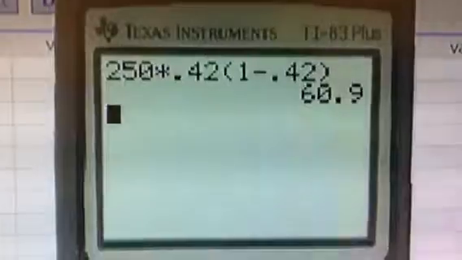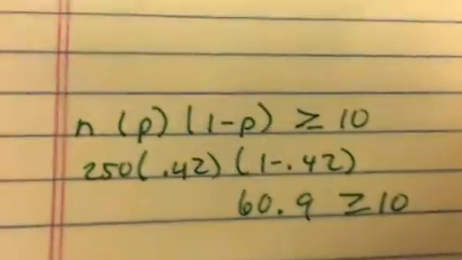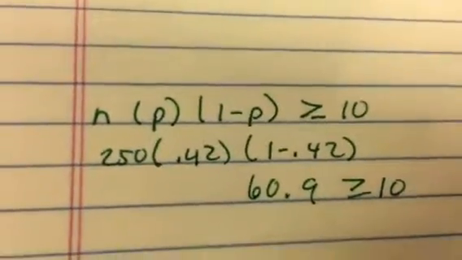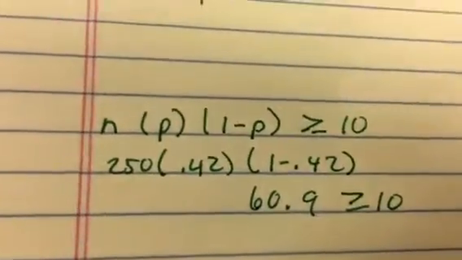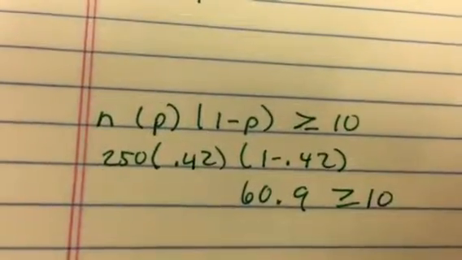So you're going to type this into your calculator. And notice when I type this in, I get 60.9. Well, 60.9 is greater than 10, so that means I can continue with using the same methods I've been using before. If it's less than 10, I have to use a binomial probability.